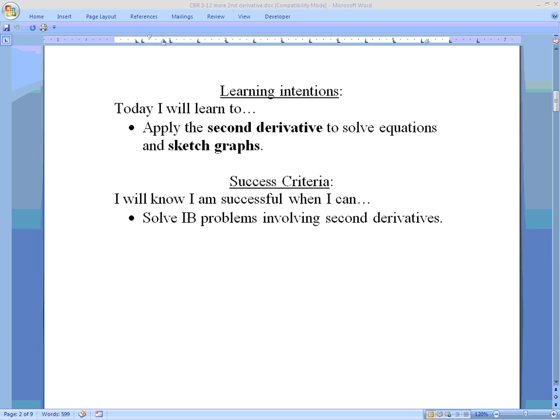Hello, calculus students, and welcome to another online lesson. Today we're going to continue our discussion of sign diagrams and second derivatives. We're specifically going to be focusing on sketching graphs, as well as looking at a few more problems with applications of second derivative and sign diagram.